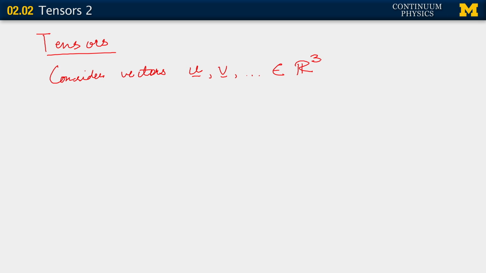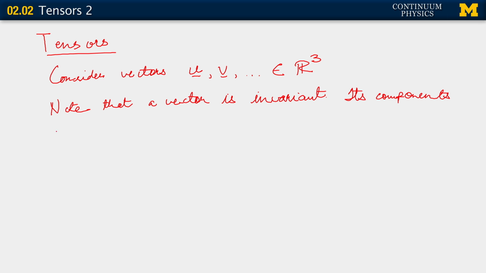Okay? All right. So, consider vectors u, v, and so on belonging to R3. Let me just state what we talked about. Note that a vector is invariant, okay, its components can change if the basis changes.